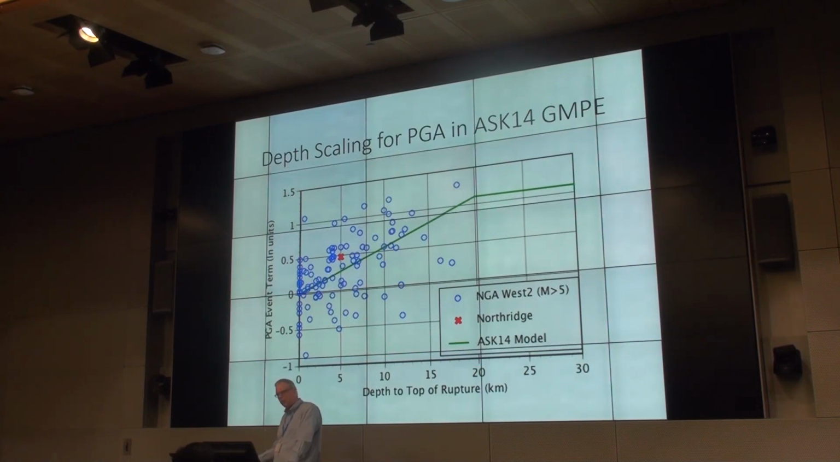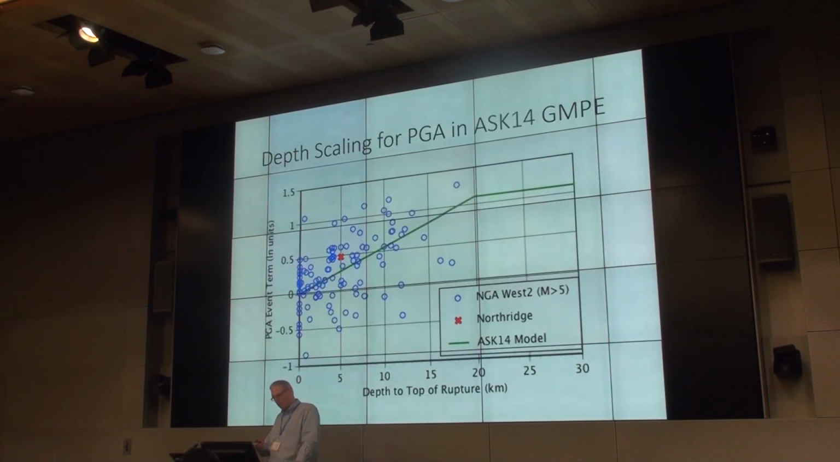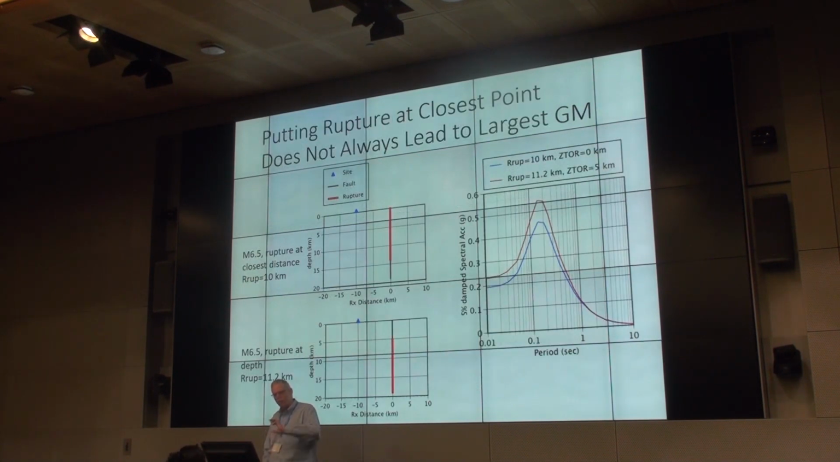But as we get deeper and deeper earthquakes, we get bigger factors. So these factors, 0.7 on this scale, is a factor of 2 in ground motion. So we're going to start to get big differences in how the ground motion scales. The other thing about this is once we start to say earthquakes that are deeper or more energetic, we get to an issue that putting the rupture at the closest point to your site doesn't always lead to the largest ground motions.